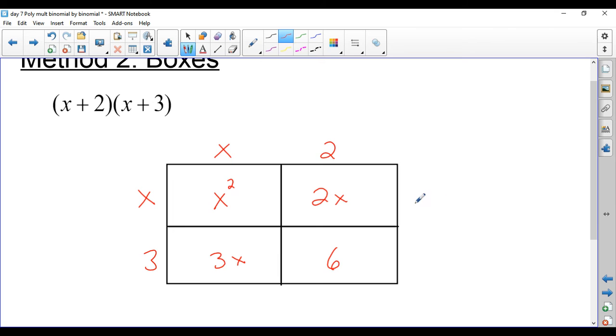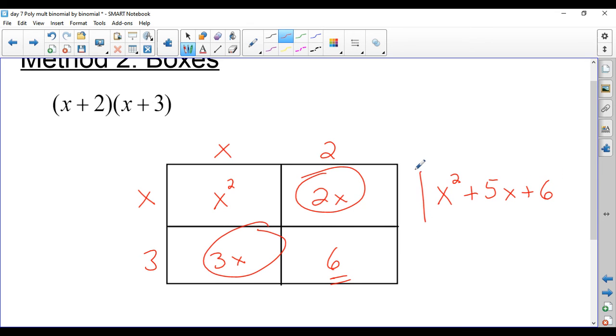Now I want to add these together, and I want to write them in descending order. I want to combine any like terms. So I have an x squared. I have a 2x and a 3x. I'm going to add those together to get 5x. And then in this last box, I have positive 6. And here's my final answer. So if you're using boxes, the boxes are your work, and then your final answer has any like terms combined.